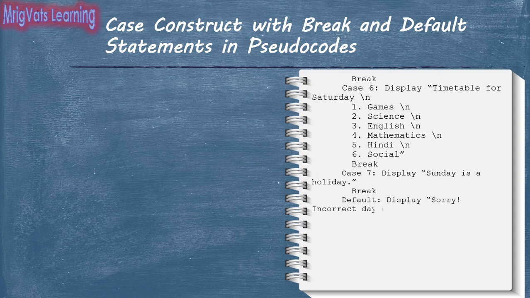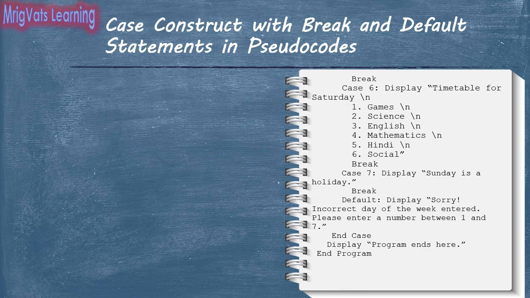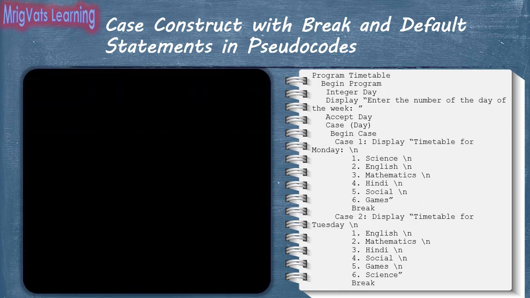Default: display "Sorry, incorrect day of the week entered. Please enter a number between 1 and 7." End case. Display "Program ends here." End program. Let us now summon our virtual memory board and evaluate the program with a dry run.